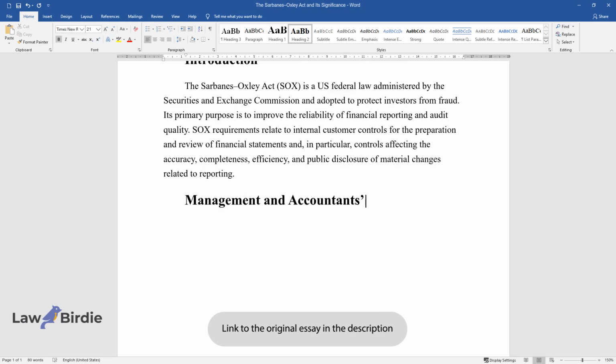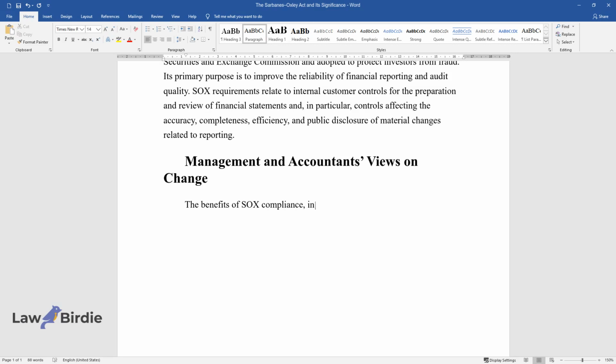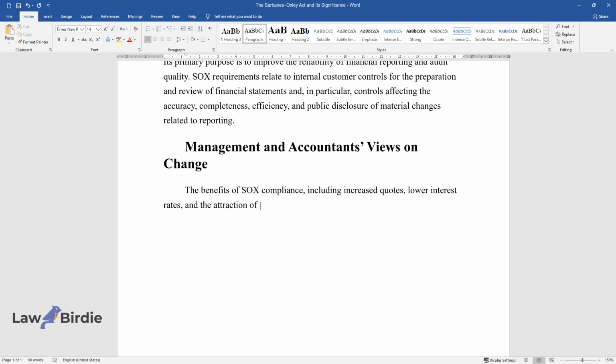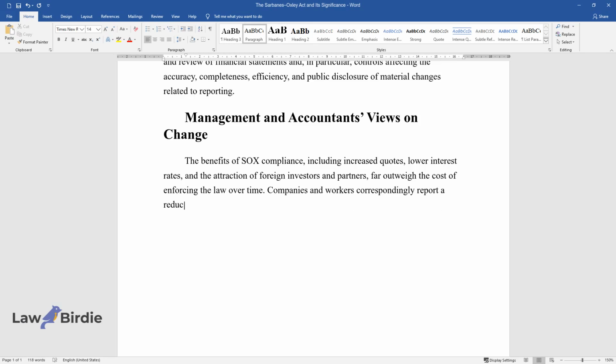Management and accountants' views on change. The benefits of SOX compliance, including increased quotes, lower interest rates, and the attraction of foreign investors and partners, far outweigh the cost of enforcing the law over time. Companies and workers correspondingly report a reduced risk of material misstatements after implementing SOX controls.